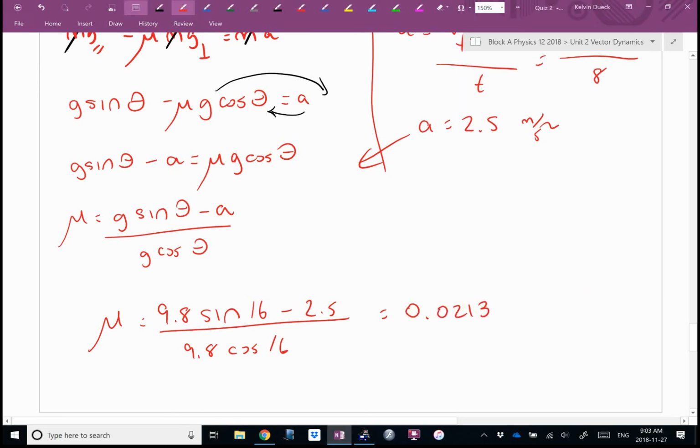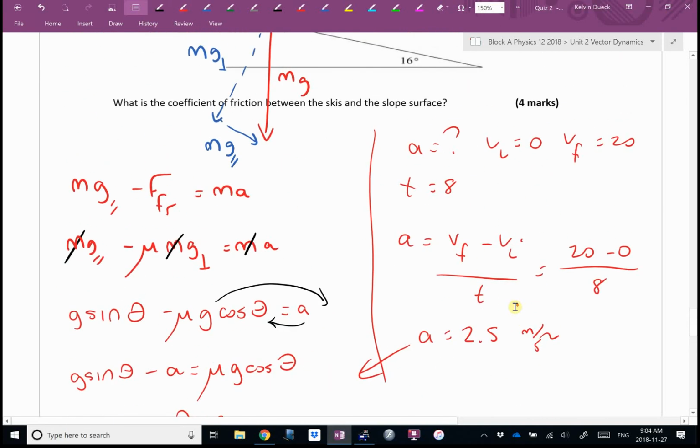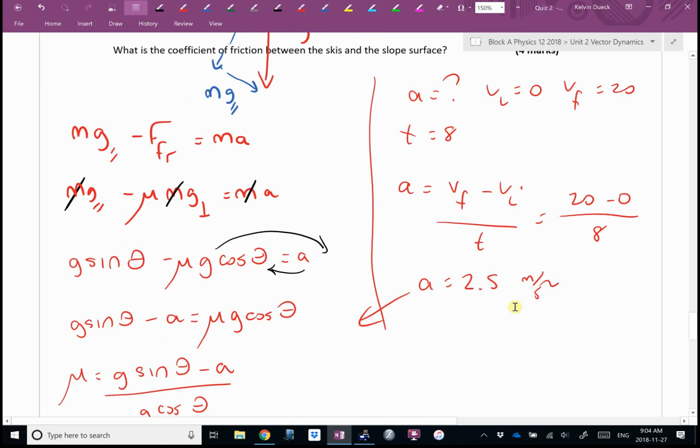0.213 if I go to 3 sig figs, or 2.13 times 10 to the negative 2. And no units, because it's a coefficient of friction. If you got that, I would give you 4 out of 4. On the test, by the way, your written questions are almost always going to be worth 7 marks, so this would be a good 7-mark question.